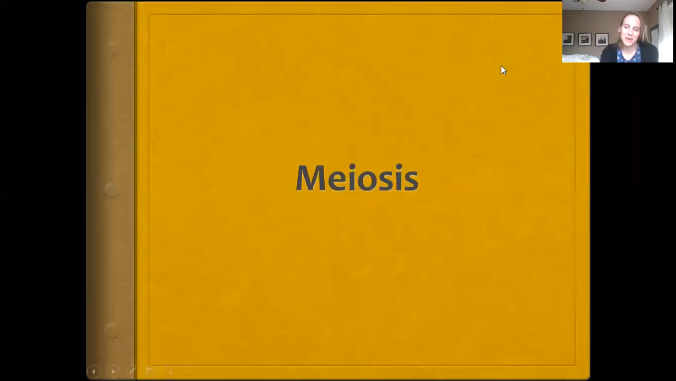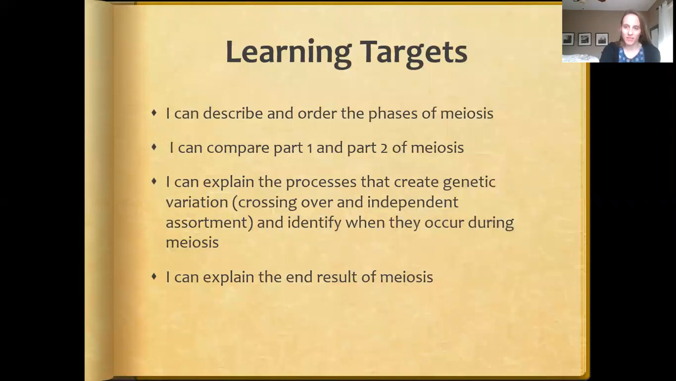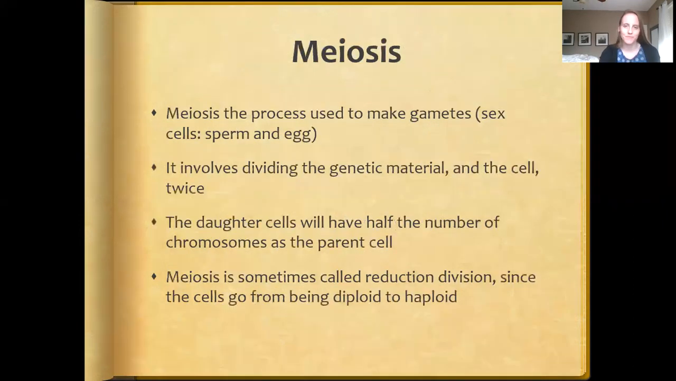Hey guys, so today we're going to be talking about meiosis. We're going to be going over all of the different phases of meiosis, and we're going to be comparing part 1 and part 2 of meiosis. We're also going to be talking about the different processes that create genetic variation within meiosis, such as crossing over and independent assortment, and then what we end up with at the end of meiosis.